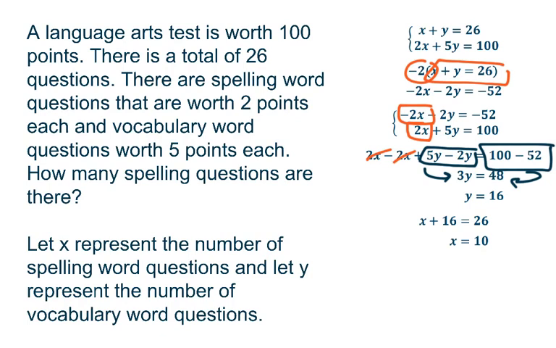Right now, we're trying to figure out the number of the spelling words, and those are X. So we need to figure out X. So let's keep going with this here. So I'm going to take my Y, which is 16, and substitute it into either of these, but probably most efficient to pop it in here. So X plus 16 equal to 26. Solving that for X gives me 10.